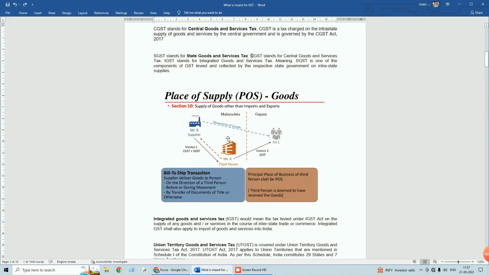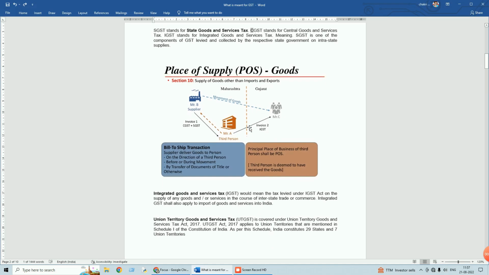So the movement of goods, you see, bill to and ship to. Whether Mr. A has ordered from Mr. B, but he said it has to be supplied to Mr. C. So this is how the GST is applicable.